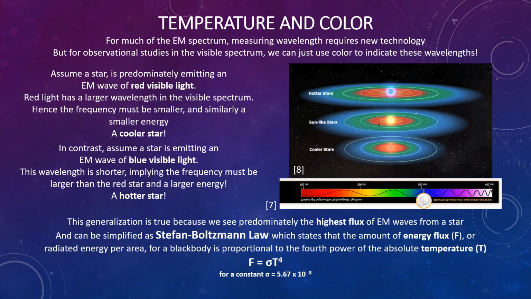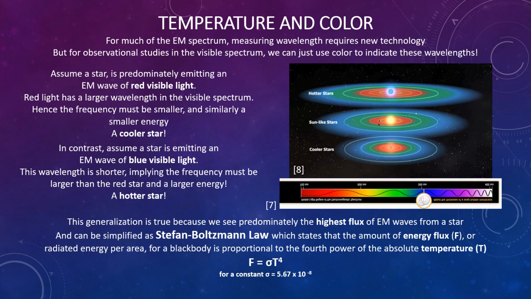So this brings us to the idea of this correlation between temperature and color, color being the peak wavelength that you are emitting. For a lot of the EM spectrum, measuring the wavelengths required new technology. But when we look at things in the visible spectrum, we can use color within the visible part of the spectrum to indicate temperature pretty well.